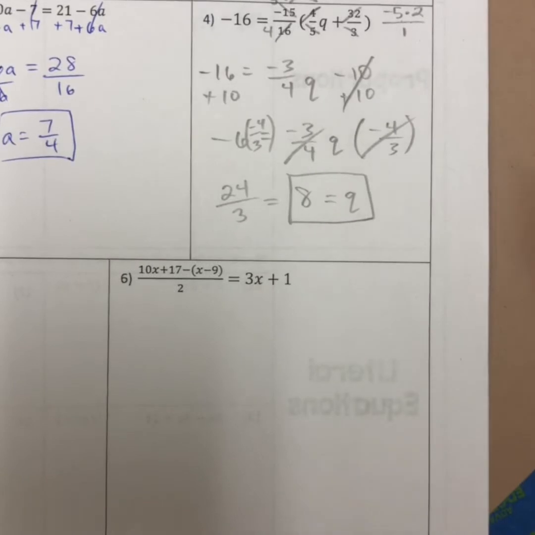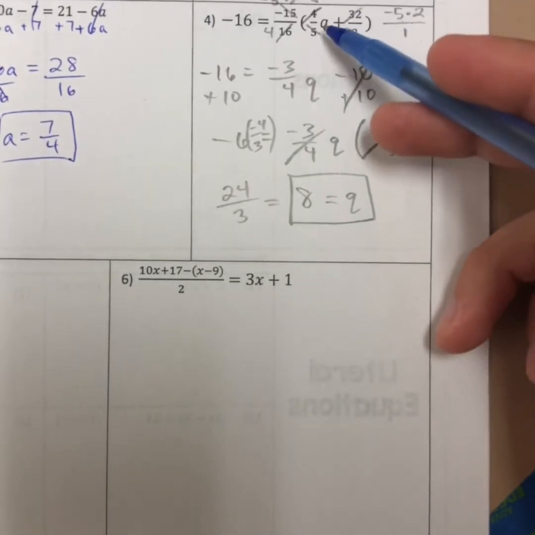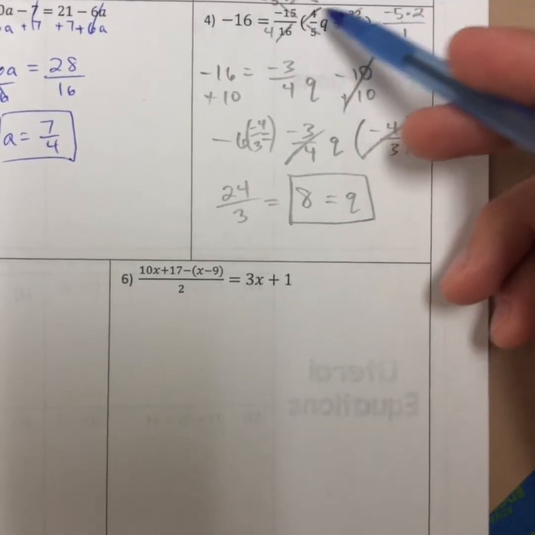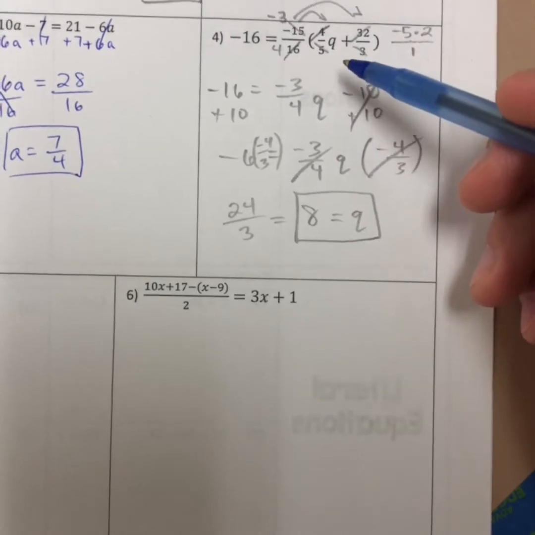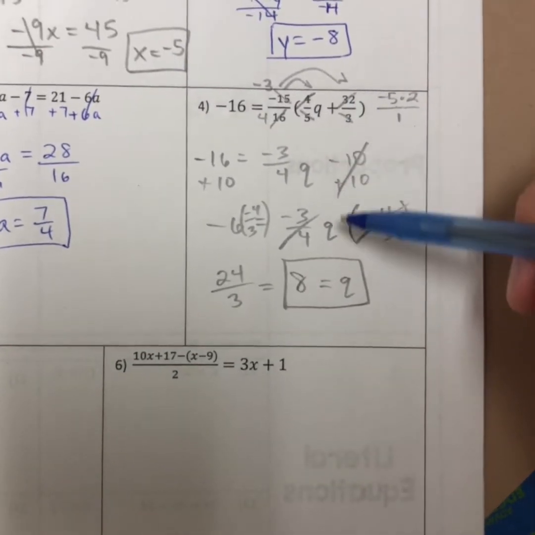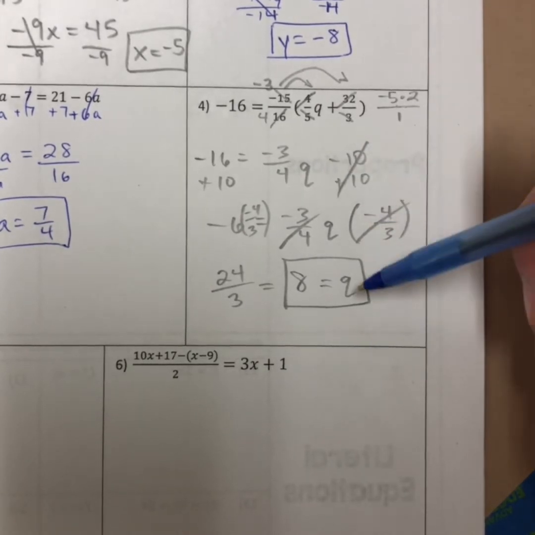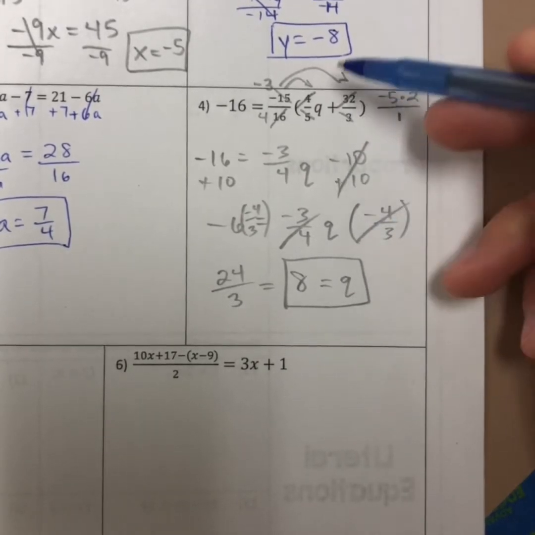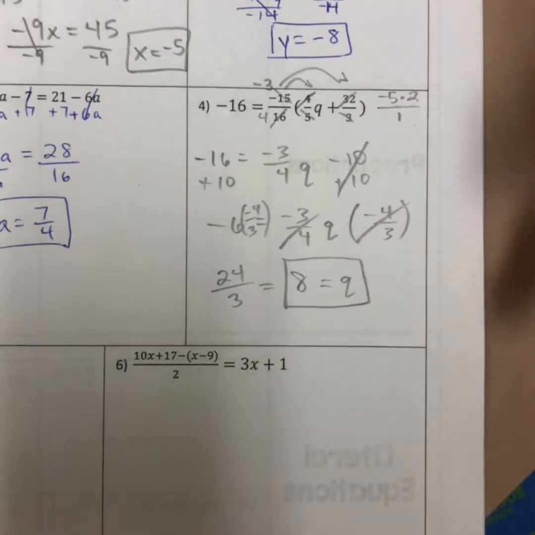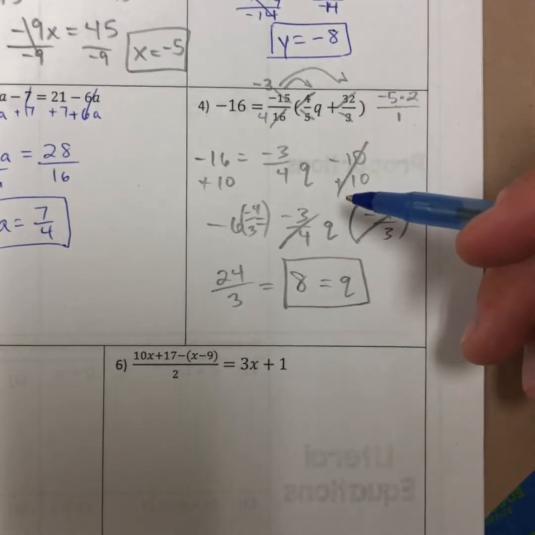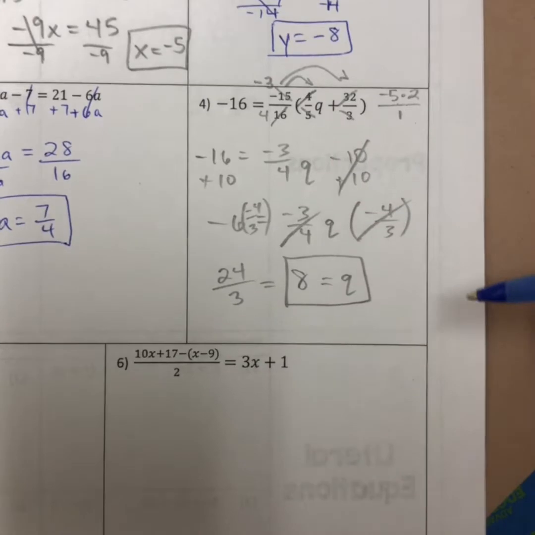Number 4 might be the toughest one on the worksheet with all the fractions. I was able to distribute and cross-cancel to simplify the fractions a little bit. From there, it's really just a two-step equation. I ended up with q equals +8. That one wouldn't exactly be on a quiz. It might be more like an extra credit type question on a quiz, so I wouldn't worry too much about those fractions.